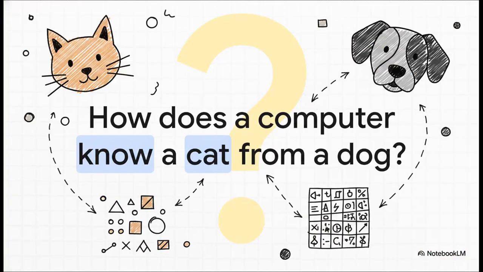So to frame this whole concept, I want to pose a pretty fundamental question. How does a computer actually know the difference between a cat and a dog? I mean, to you and me, it's incredibly obvious, right? But to a computer, an image is really just a massive grid of pixels and raw numbers. It doesn't look at a picture and automatically see fur or ears. It has to be taught to identify specific features, things like edges, textures, and shapes from the raw data. And it has to do this without being explicitly programmed with a rule for every single dog breed out there.